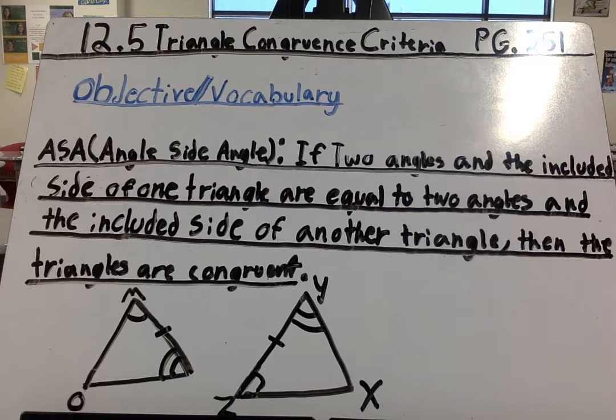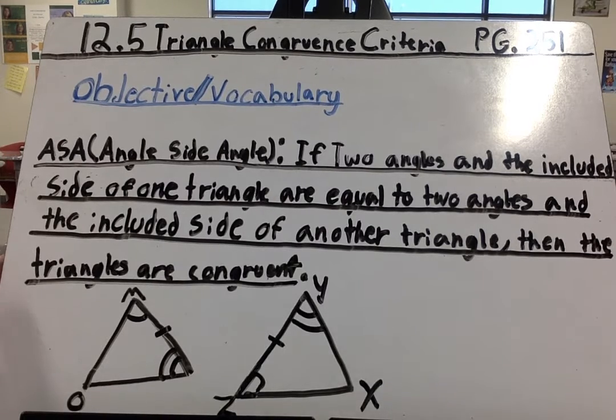Here we have 4 criteria that prove triangles congruent. We have angle, side, angle, that's one of them. So if 2 angles and the included side of one triangle are equal to 2 angles and the included side of another triangle, then the triangles are congruent. And it has to be the side that connects the two.